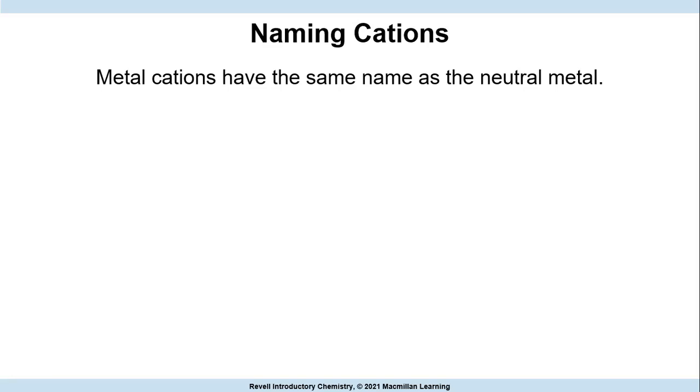So let's see how we can name cations. We've seen the cations. Let's now see how we can name them. Metal cations have the same name as the neutral metal. For example, if I'm talking about sodium, we will say it's a sodium ion. If we are talking about magnesium, we will say it's the magnesium ion. Take note, when we get to the anions, it will not be the same.